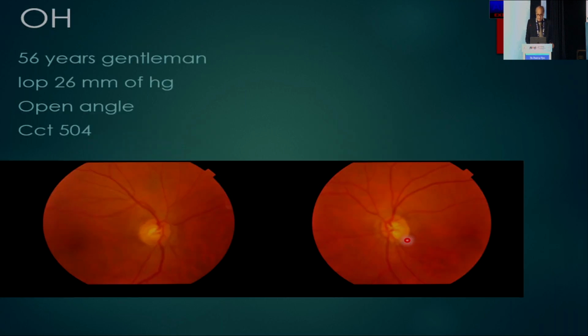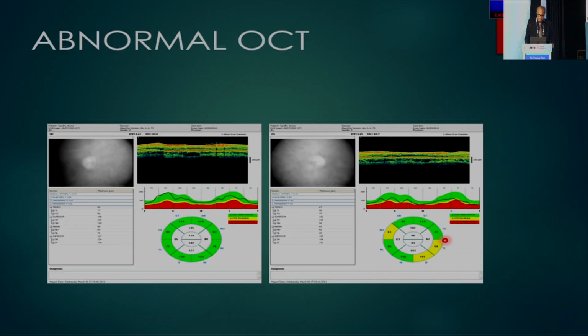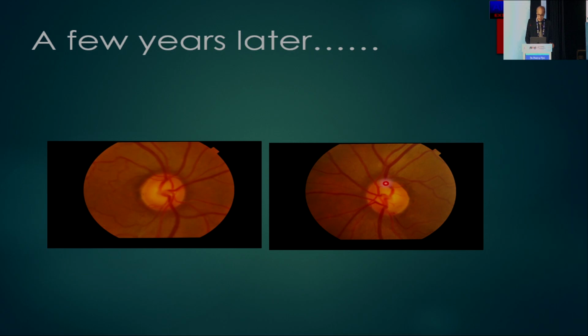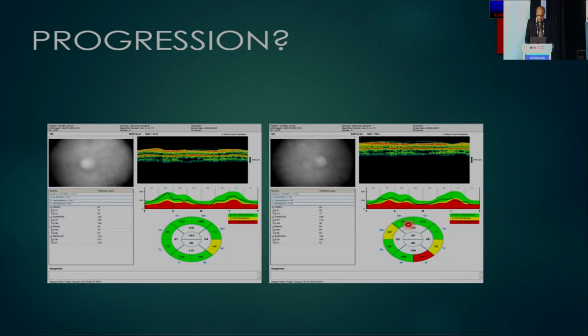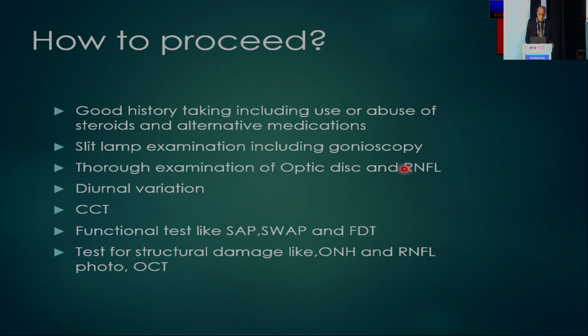But there is another patient where there is a high vertical CD ratio in one eye. This patient was also given a chance and was not treated. The visual field was normal, but you can see that there is an RNFL defect a few years later and the vertical CD ratio has enlarged. So this is an important point, that this patient has a high risk factor and that is why he has progressed, and there is a superior arcuate scotoma as well. So how to proceed with this patient?